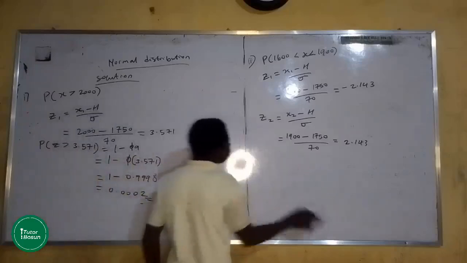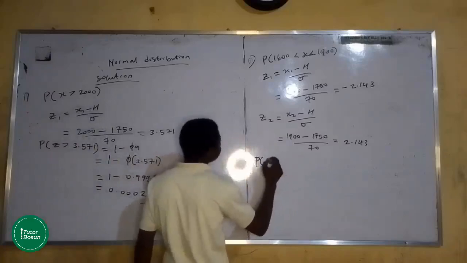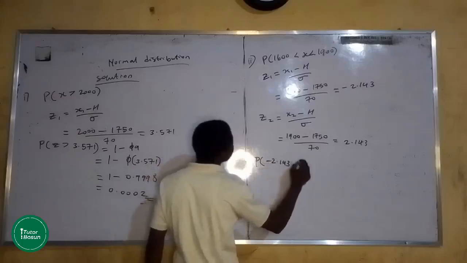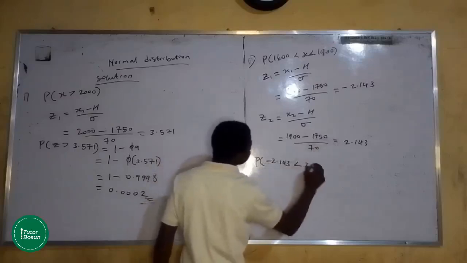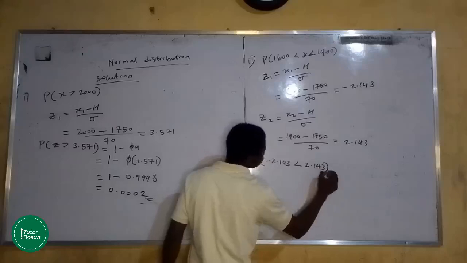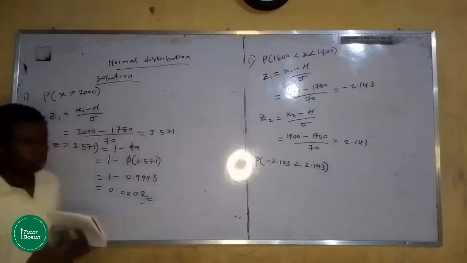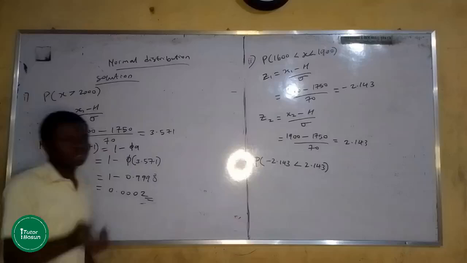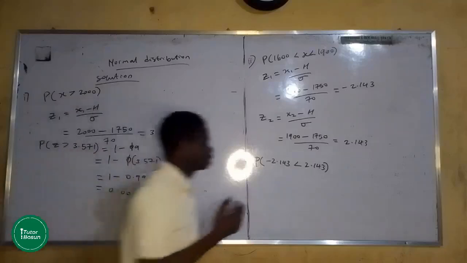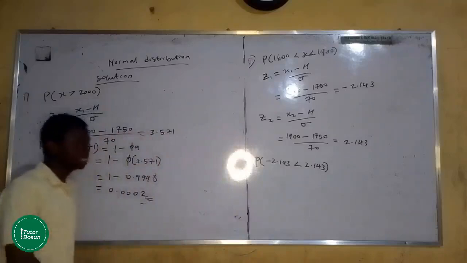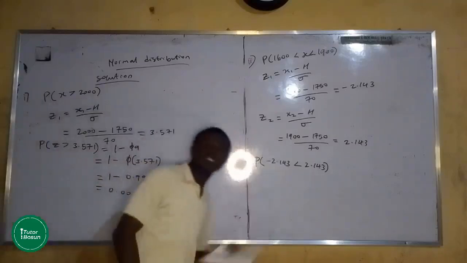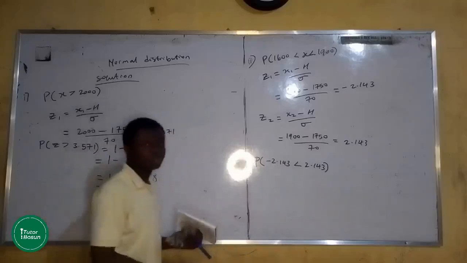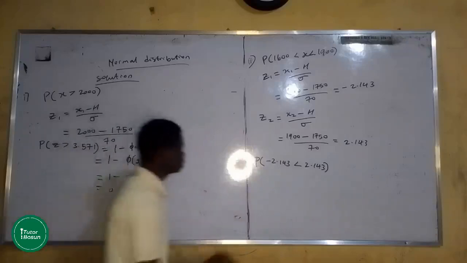So we can write our probability as minus 2.143 less than z less than 2.143. We should have used phi of z2 minus phi of z1 directly, but we have a negative here, which is not desirable. So we need to break the probability down into several probabilities so as to eliminate the negative sign.